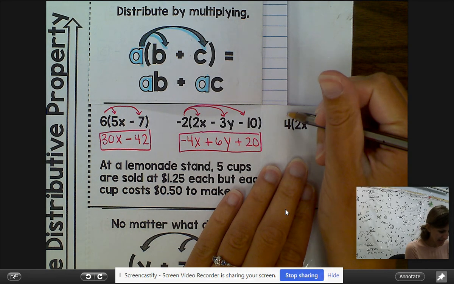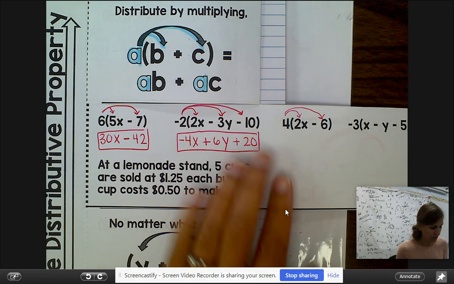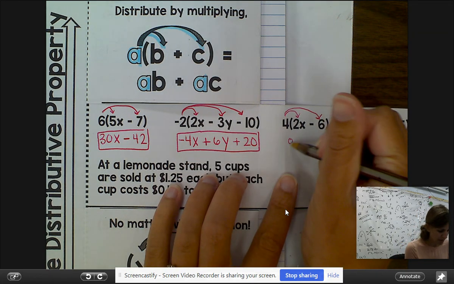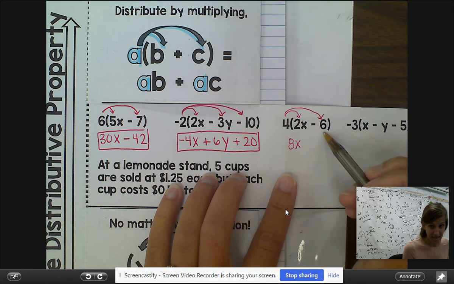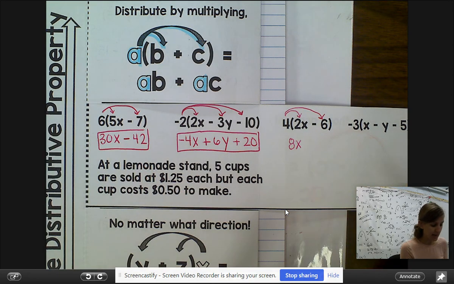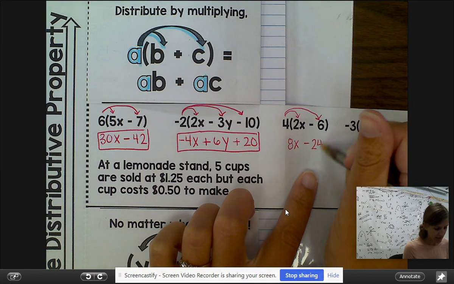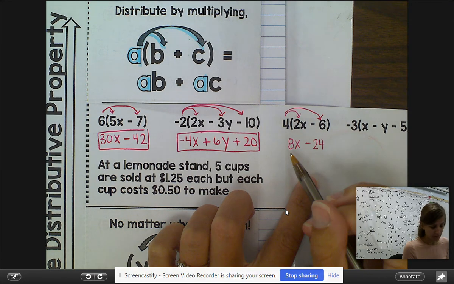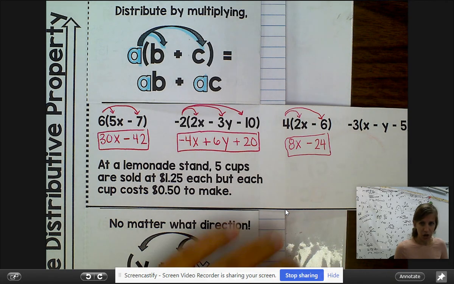Okay, on to the next. We distribute this 4 to each of the numbers in there. We're going to do 4 times 2 for 8 with an x at the end. And 4 times -6, a positive times a negative is a negative, and then 4 times 6 is 24. Those are not like terms because one is an x and one is a non-x. So that's as far as you can go.